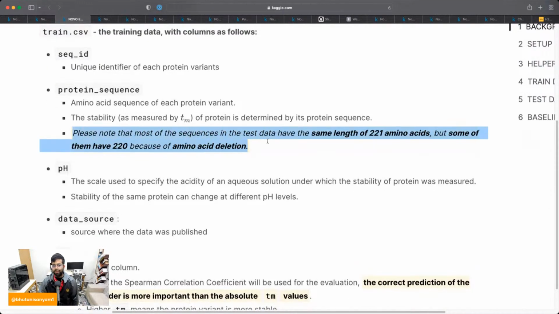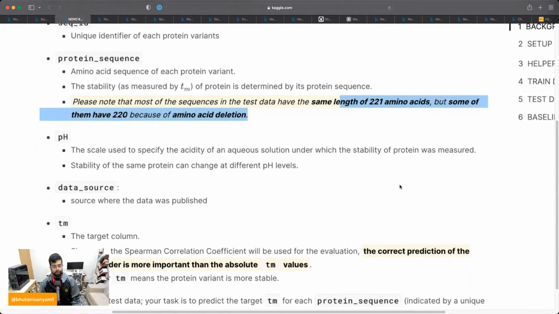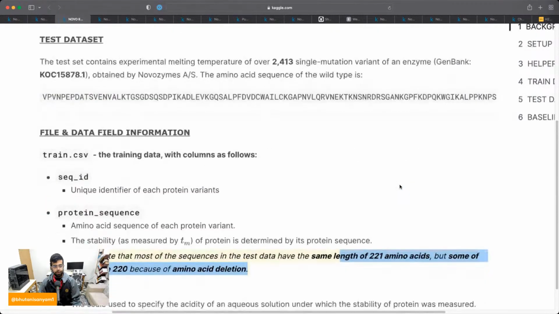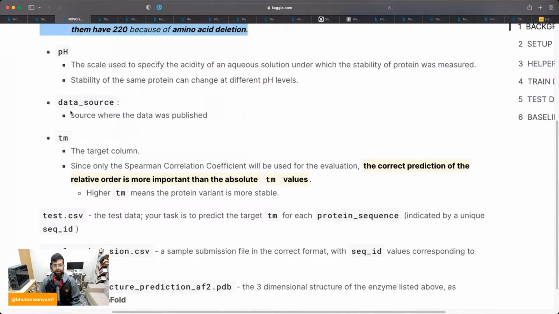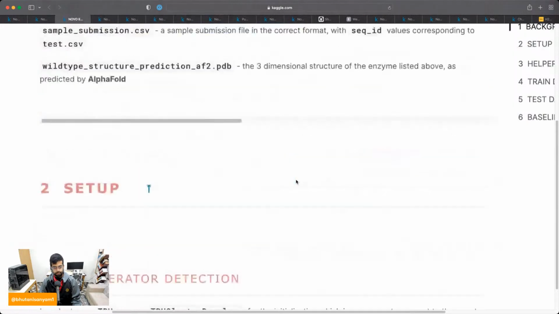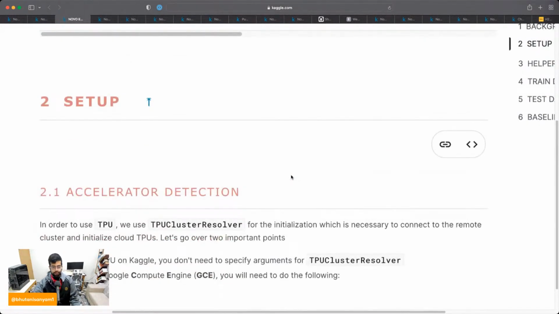Please note that most of the sequences in test data have the same length 221, or some have 220 because of amino acid deletion. He talks about pH and data source and also TM, what these columns mean. So TM is the target column, and since only the Spearman correlation will be used, the correct prediction of the relative order is more important than the absolute TM values. That's all I wanted to highlight in this notebook.